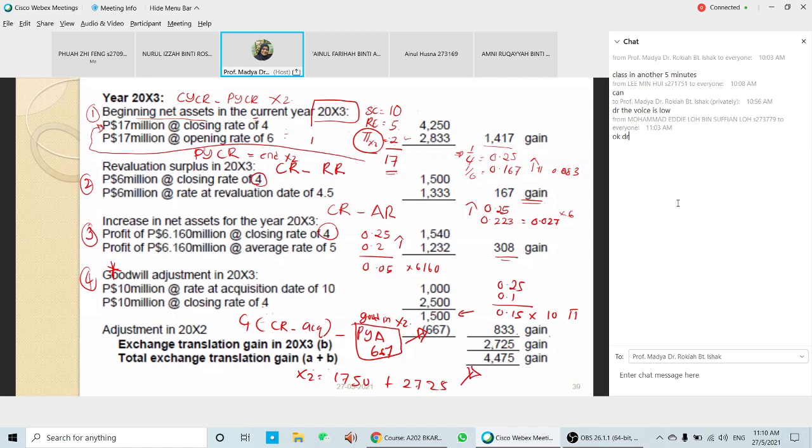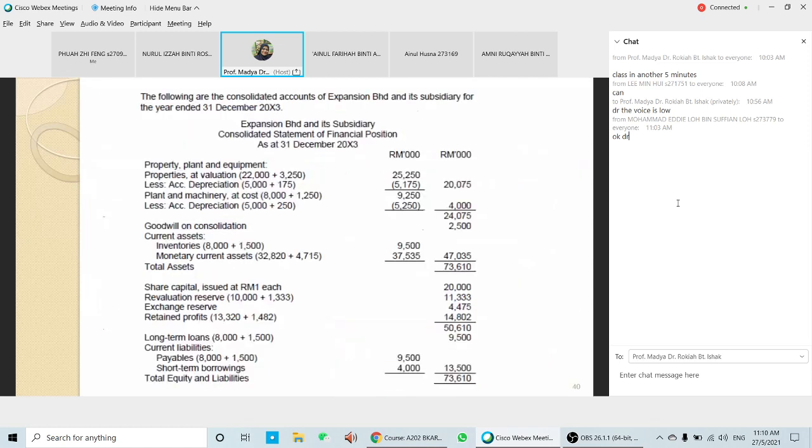Okay, and then after you have translated your income statement and statement of financial position, we need to prepare the consolidated. For the consolidated, you just total up all the expansion plus the foreign after we translate them. So total up all the items that we have here. The difference here is 133, the total amount of the revaluations for the foreign. And this is a revaluation for expansion. Retained profit here plus this one is from foreign.